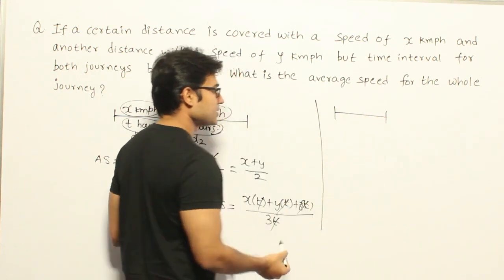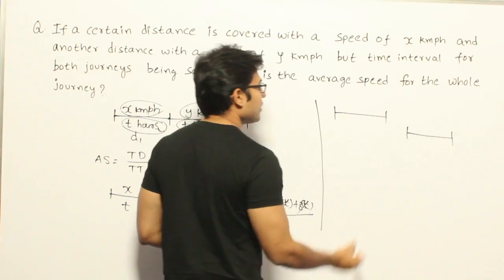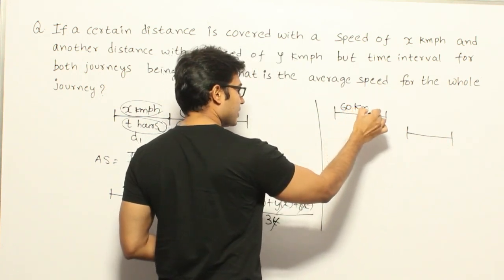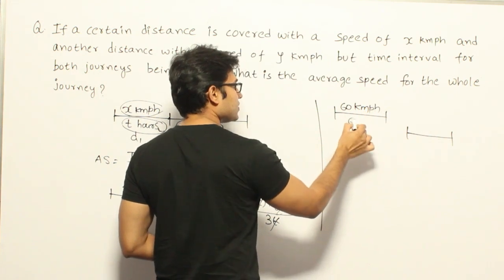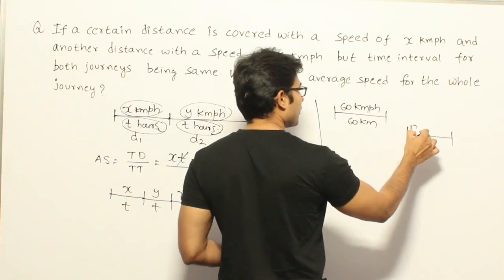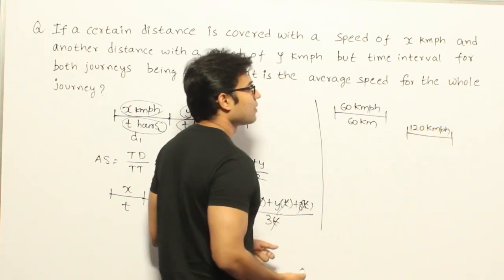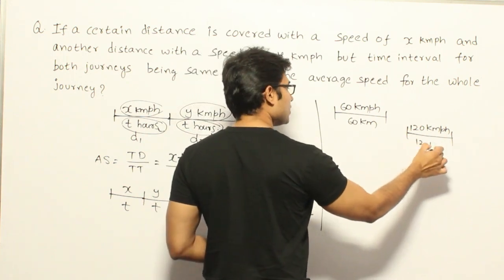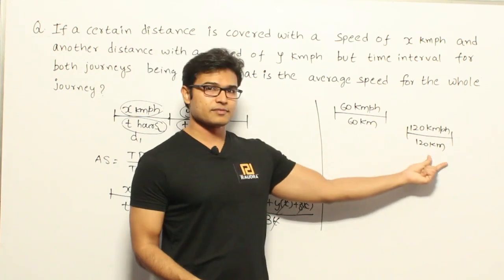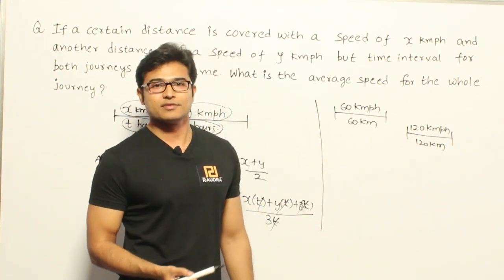we are covering some distance, and then we are covering some other distance. Let us say the first speed is 60 kilometers per hour and we have covered a distance of 60 kilometers, and in the second case we are taking 120 kilometers per hour, and the distance covered is 120 kilometers. Now if you observe, the distances are different, speeds are different, but the time taken in both the cases will be the same.